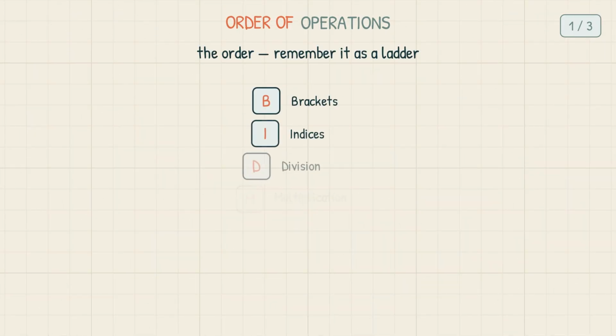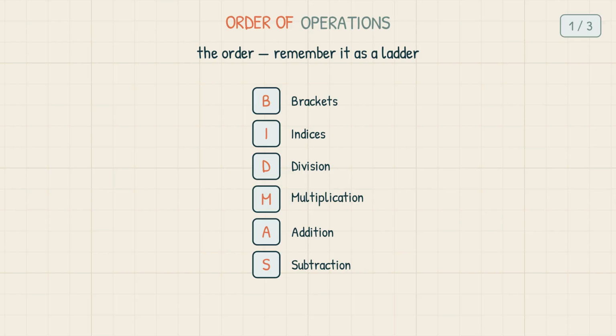That order has a name you can remember. Work down this ladder. Brackets, then indices, that's powers, then division and multiplication, and finally addition and subtraction. Division and multiplication share a rung, and so do addition and subtraction. Same rung means work left to right.